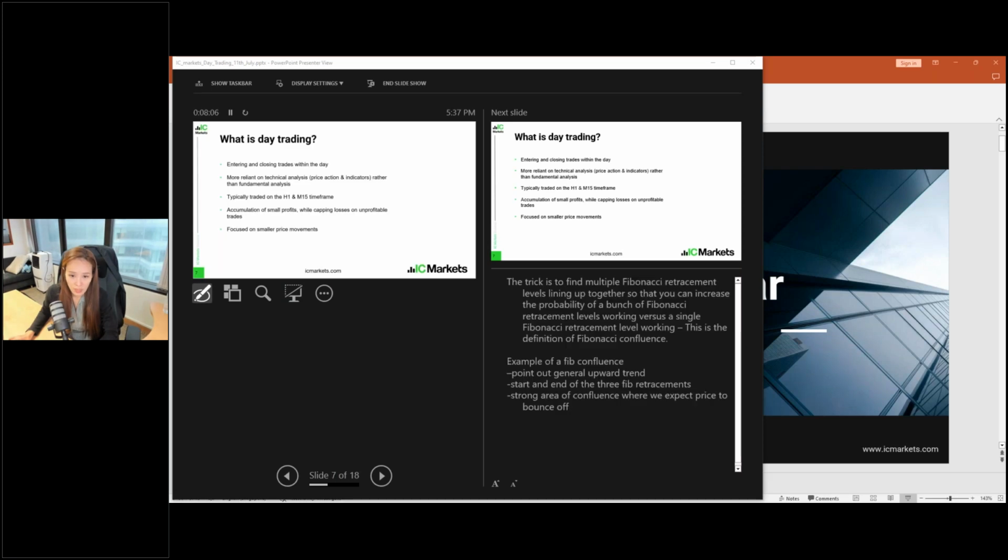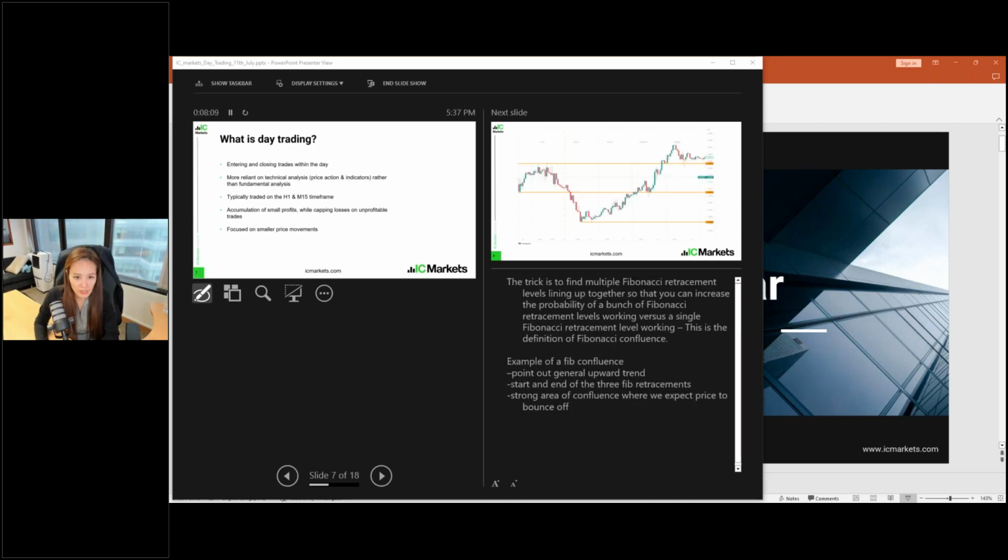You guys already know what is day trading. Like I say, we enter the trade and close the trade within a day. We're not going to bring the trade to the next day. Usually you just trade within the day. Secondly, it relies more on technical analysis, where you look at the price action and indicators rather than fundamental analysis. Usually I only use the news when I see that there are major news events on the day.